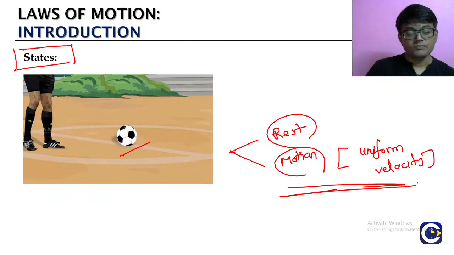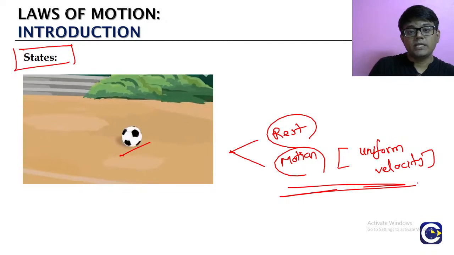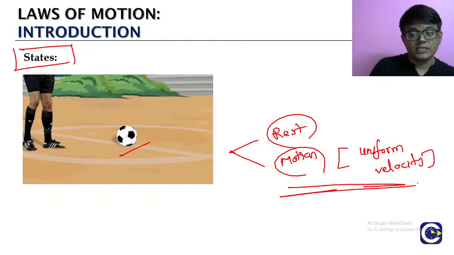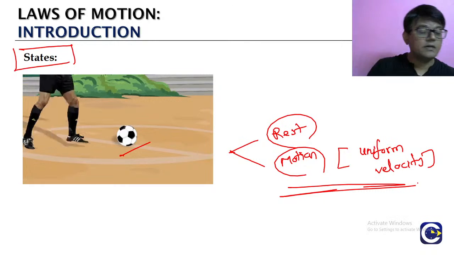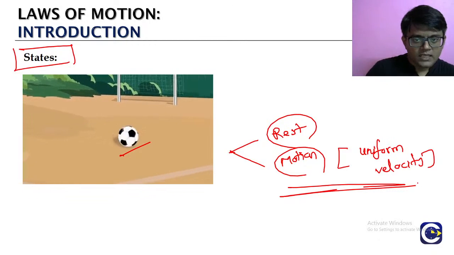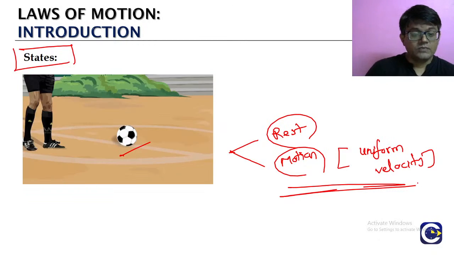Because if there is nothing coming into contact with the body, or no sort of force applied onto the body, then if it has a particular velocity, what do we generally observe? It will keep moving with the same velocity. It will keep moving with the same velocity, right? We'll see about that in one of Newton's laws.